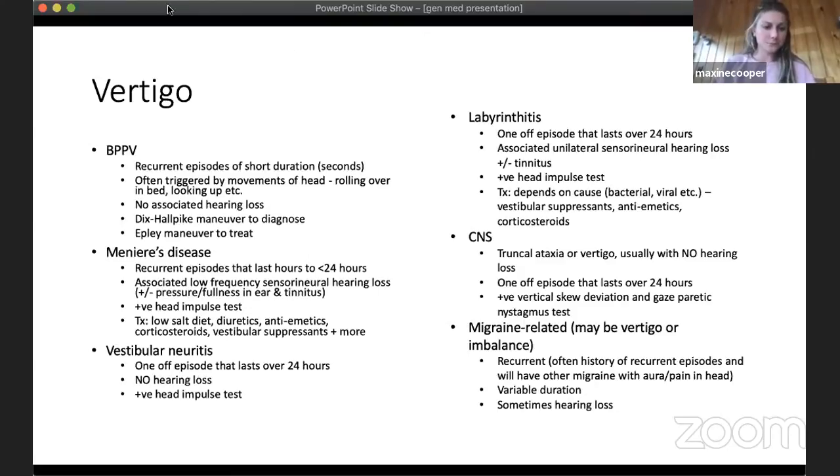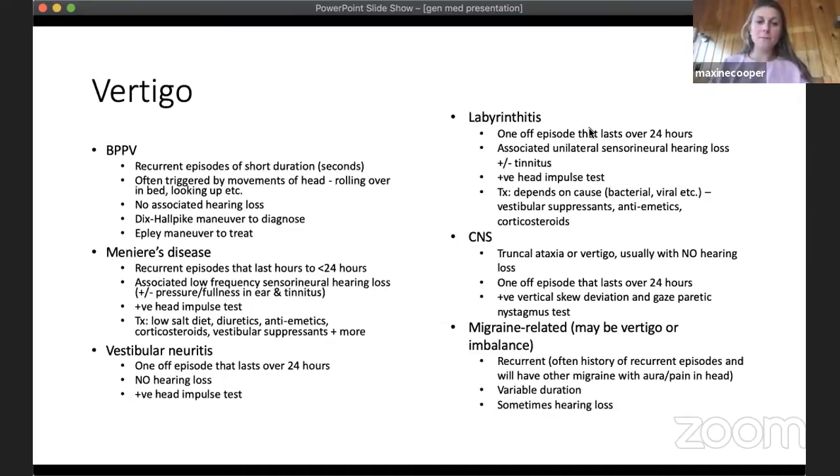All right. Cool. So looking now at vestibular neuritis and labyrinthitis. So far, these are all peripheral causes of vertigo. Vestibular neuritis is inflammation of the vestibular nerve, and labyrinthitis can be of the actual inner ear or the nerve as well. Neuritis and labyrinthitis are similar presenting wise. They're often a one-off episode. You can only get it once in each year, apparently, and it lasts for over 24 hours.